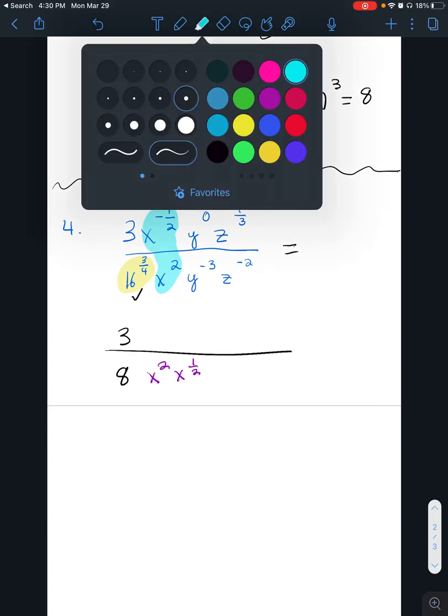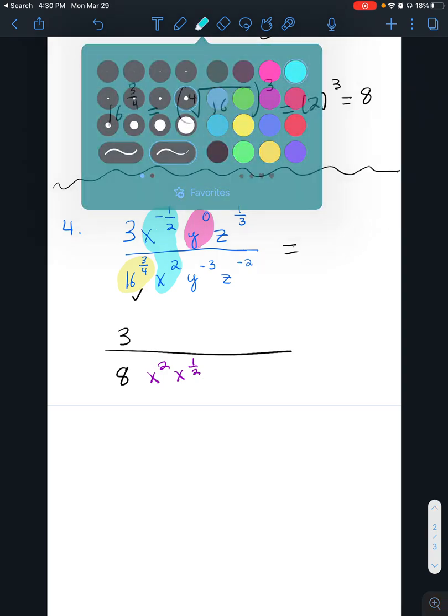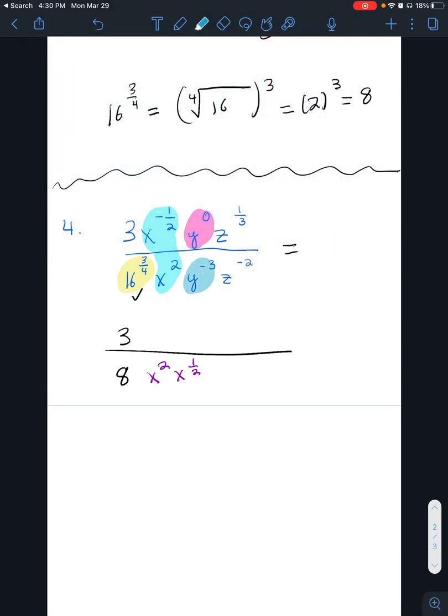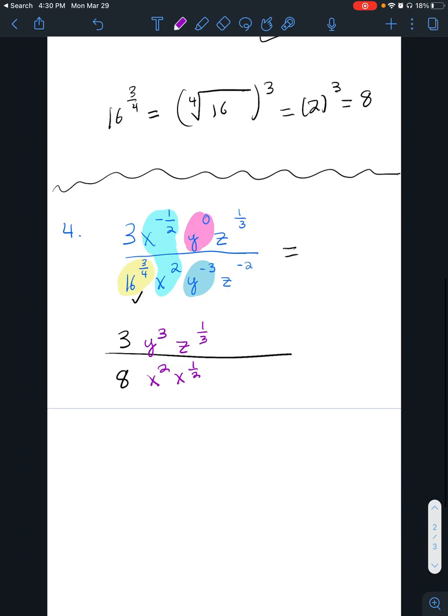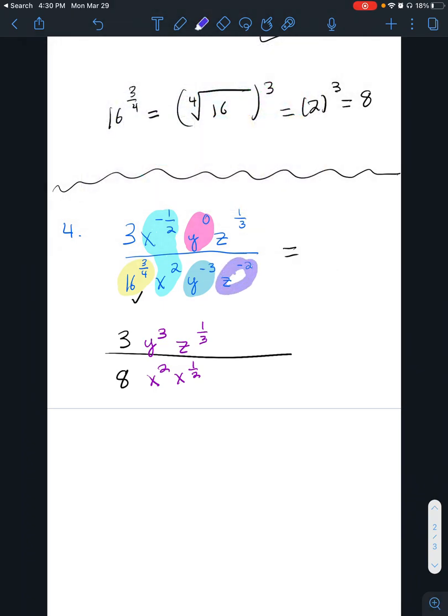Sorry. We know that y to the power of 0 is just 1, so we don't have to worry about that. And we know that y to the power of negative 3, that we can take this part and just move it to the top. So we know that becomes positive. I'm going to leave my z to the power of 1/3. And then I'm going to take z to the negative second power and also move it to the top.